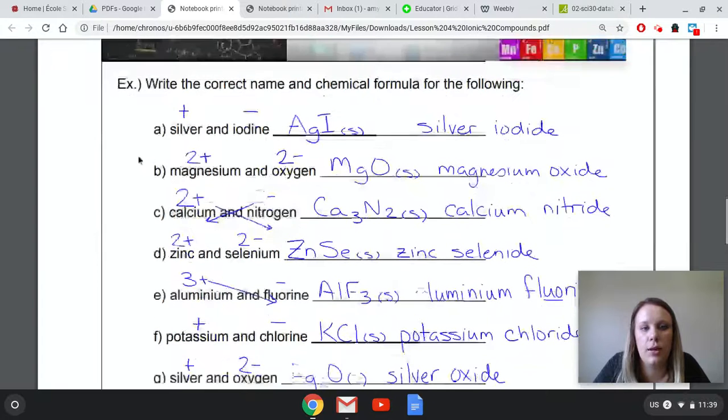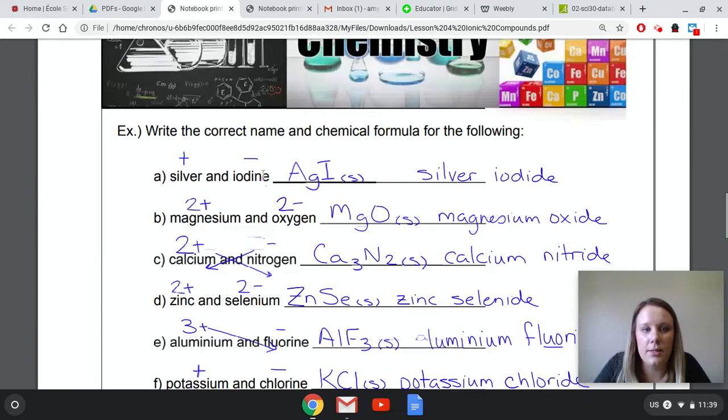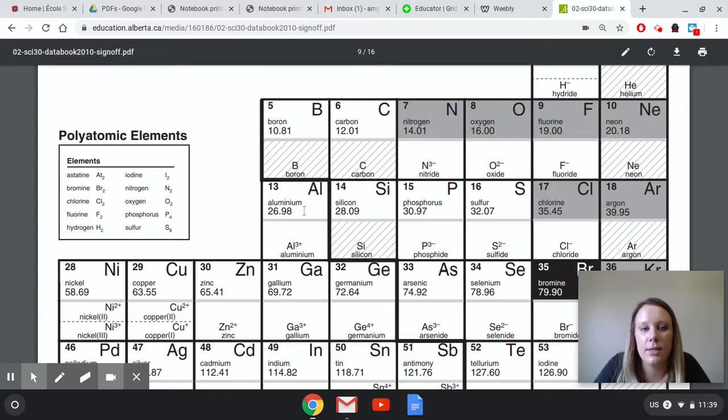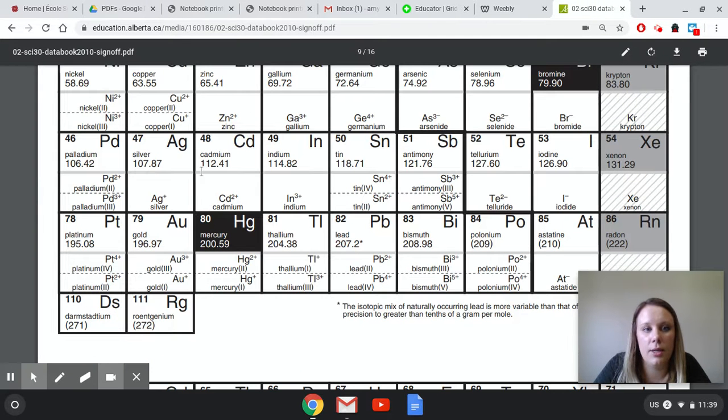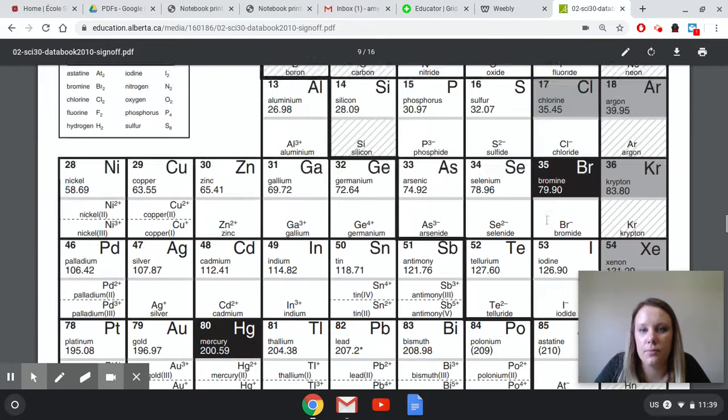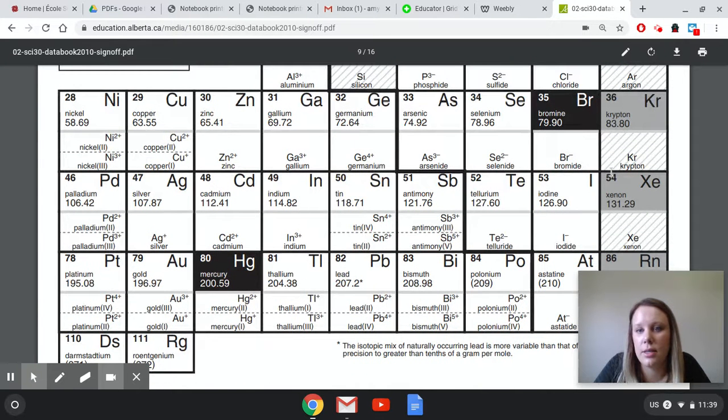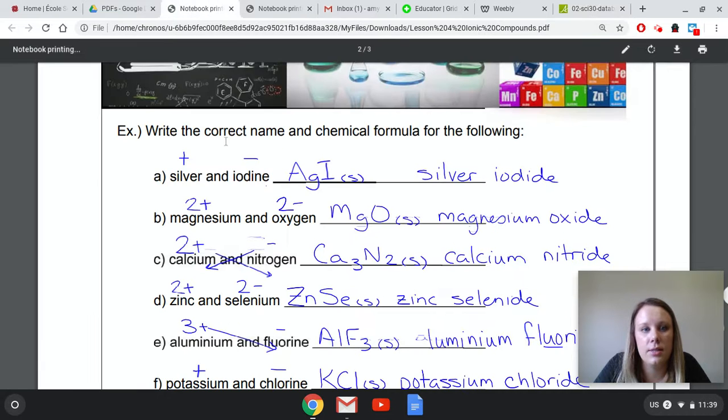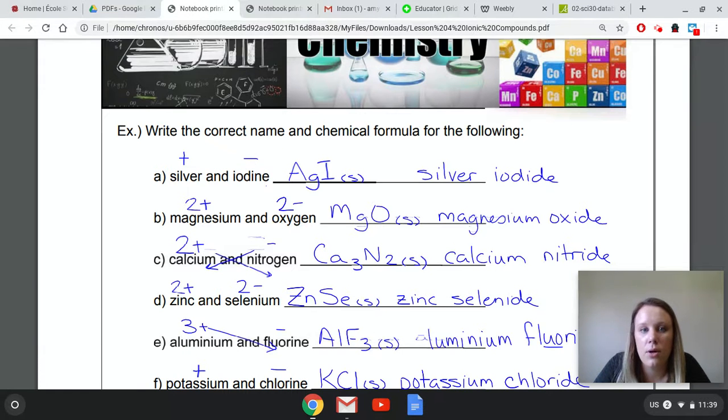Let's try another one. So silver and iodine. Silver is going to be a metal and iodine a non-metal. Going to my data booklet to find silver, atomic number 47. The silver ion at the bottom has a charge of positive 1, and for my second one, iodine, right here, atomic number 53, has a charge of negative 1. So this is essentially the same example, a positive and a negative balance to make 0. So you're simply going to write your symbol for silver, Ag, and your symbol for iodine, I.